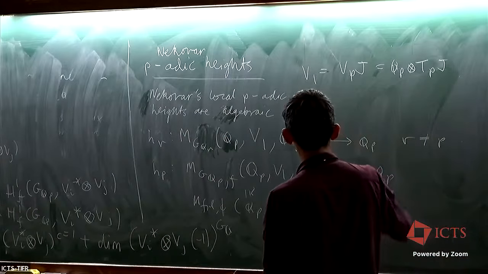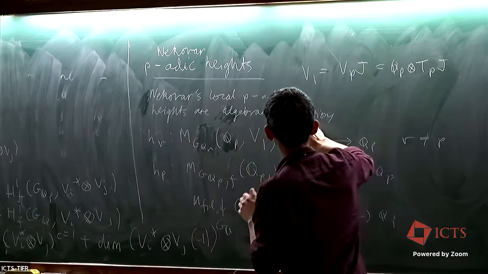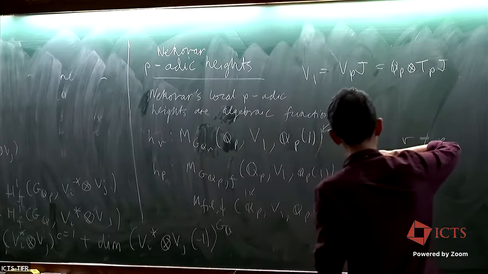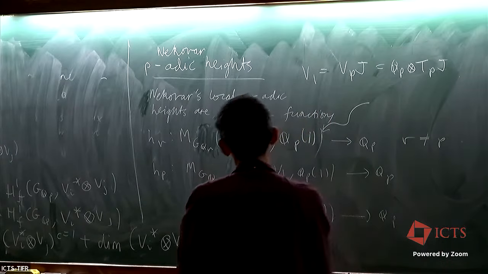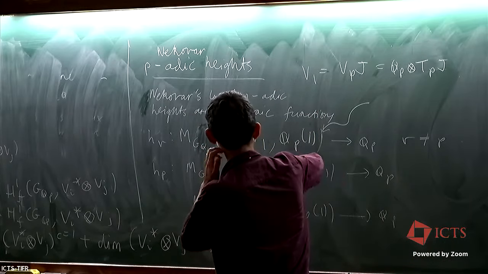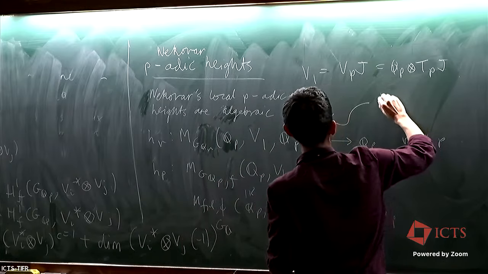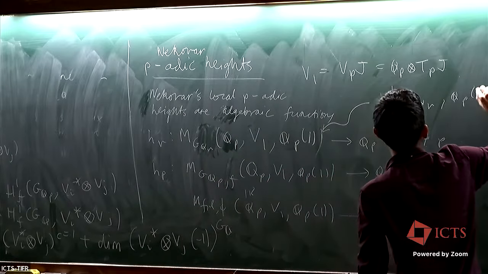And actually, this is not so hard to define. It's hard in the sense that the proof uses the weight monodromy conjecture for abelian varieties, which is known. But when you use that, then you know that this is actually the same as H^1 of Q_p V, Q_p(1), which is isomorphic.